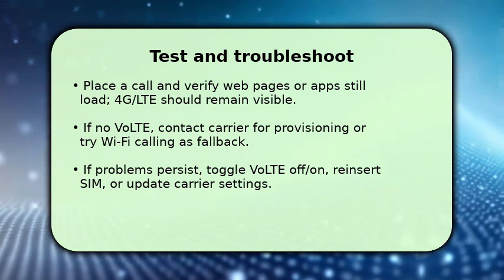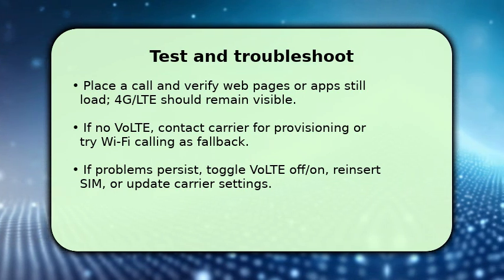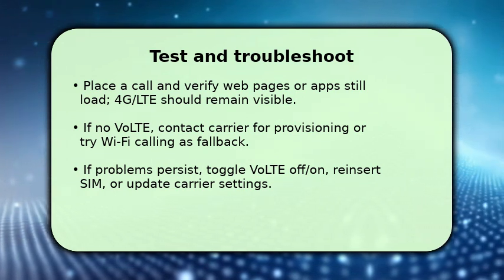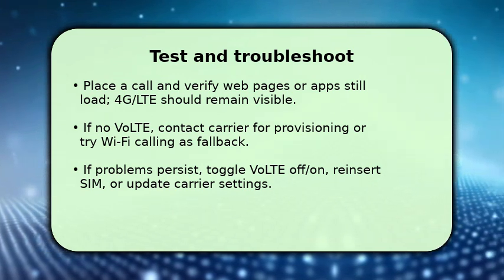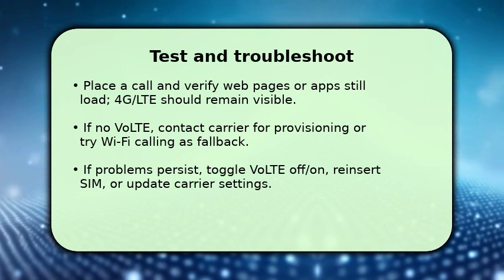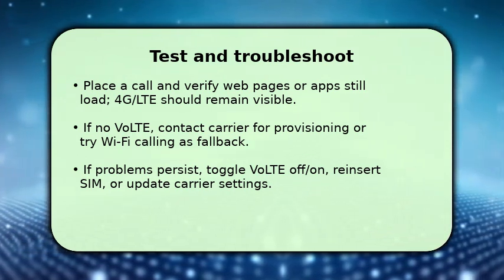If it fails, contact your carrier to ensure VoLTE is provisioned for your number. As a single troubleshooting tip, toggle Enhanced 4G off and on, reboot, and if needed reinsert the SIM. This often forces the carrier settings update that enables VoLTE.